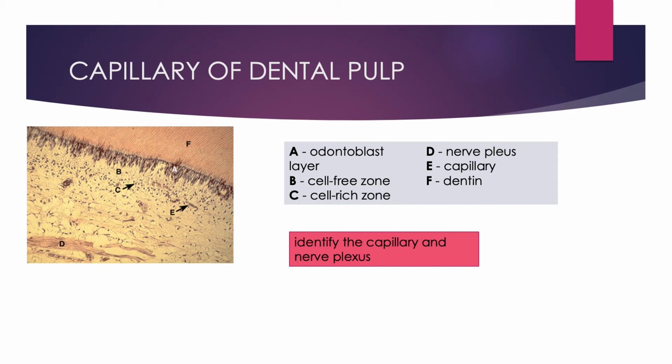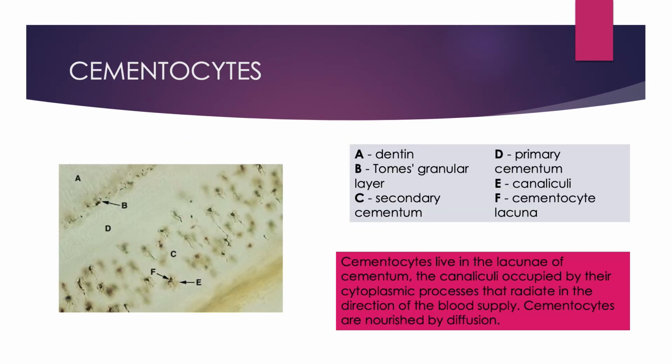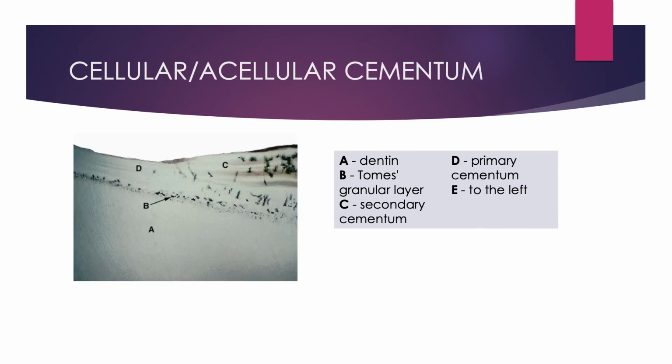In this photomicrograph, please identify the capillary and nerve plexus in the dental pulp. Secondary or cellular cementum overlies the primary cementum layer. Cementocytes live in the lacunae of cementum, and cementocytes are nourished by diffusion.